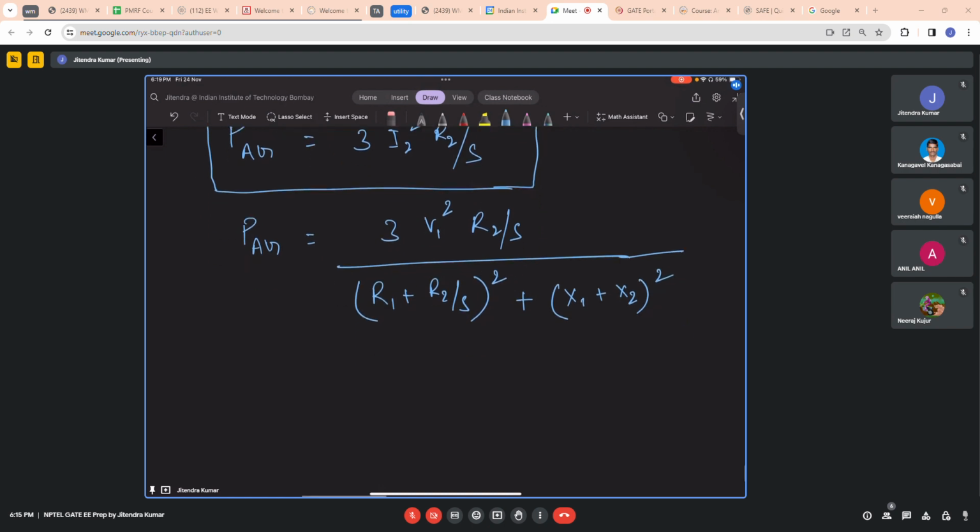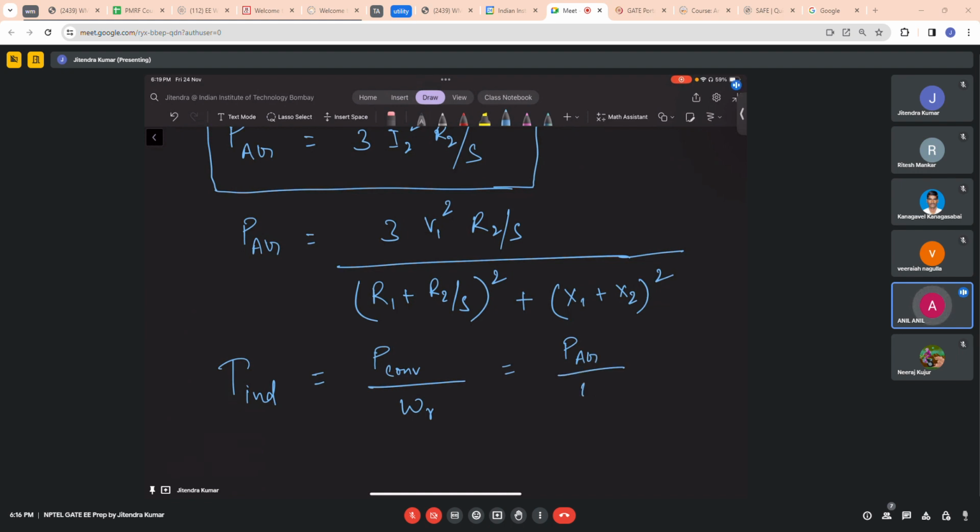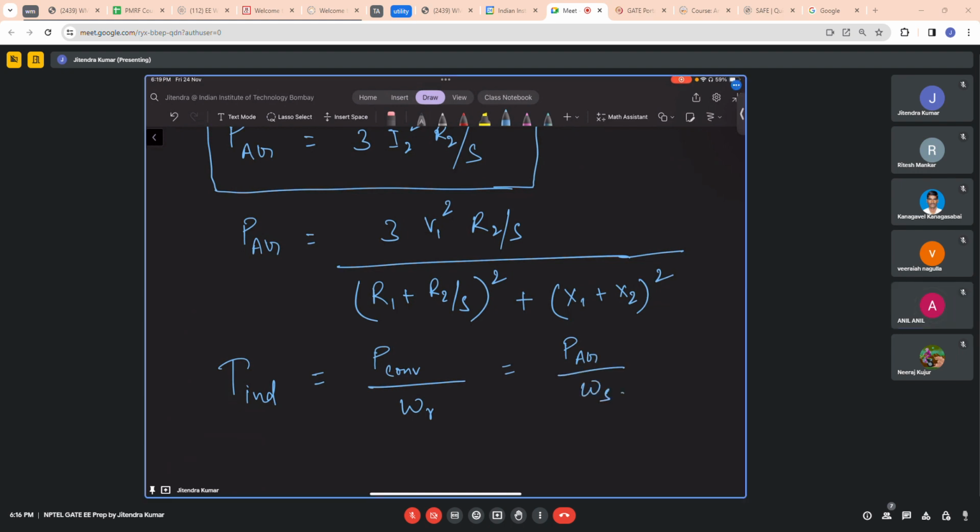Now, I hope you remember the expression of induced torque. I told in the last session that if you have to find out the induced torque value, there are two ways. Either you can compute it from the converted power from electrical to mechanical divided by rotor speed. Otherwise, air gap power divided by omega s, the synchronous speed. So there are two ways. Now we have easily found out the air gap power, so we will go ahead with this expression.